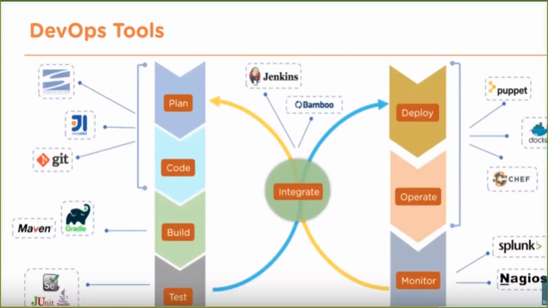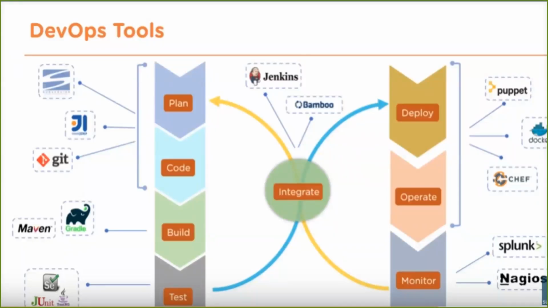So first we plan, then we code, then we build the application, and then we test the application. In code, we have Git, and in build, we have Maven and Gradle, which are basically used to build Java-based applications. Then to perform testing, we have Selenium, JUnit, and TestNG, which we use for automation testing. Then for integration, we have Jenkins, Bamboo, and TeamCity, which are some of the popular automation tools used to integrate in the DevOps lifecycle.